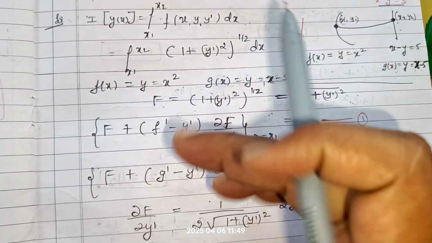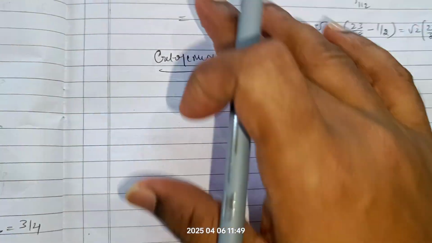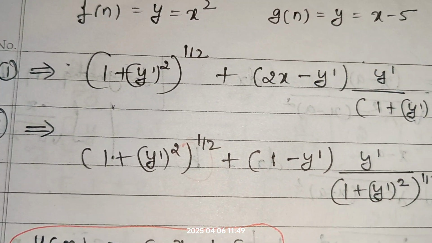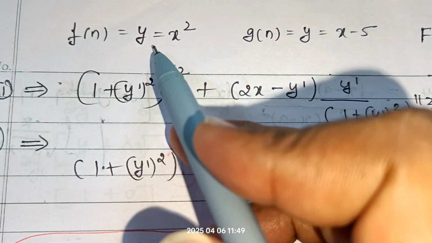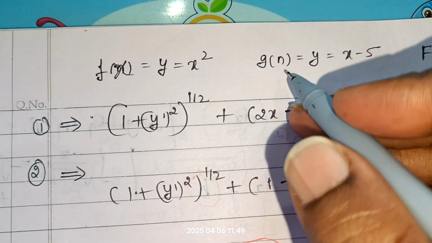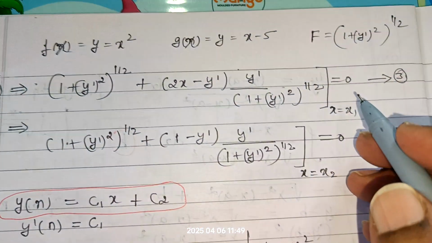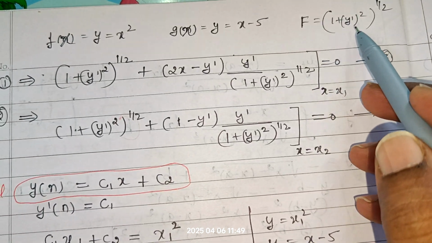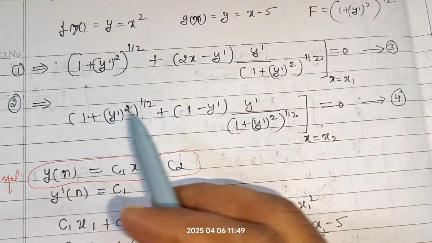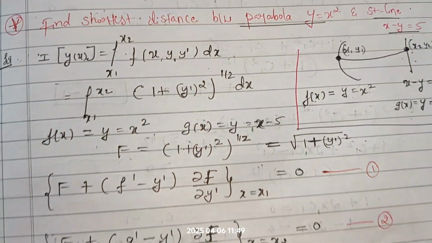So we have f(x), g(x), and ∂f/∂y'. We have f(x) = y = x², and g(x) = y = x − 5, and f value (1 + y'²)^(1/2). So now these substitutions we should do in equation number 1. What is equation number 1? This is equation number 1.